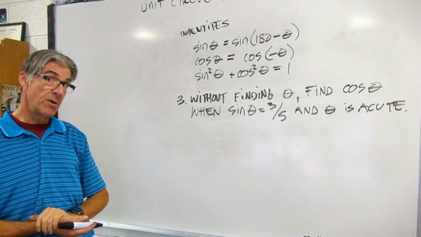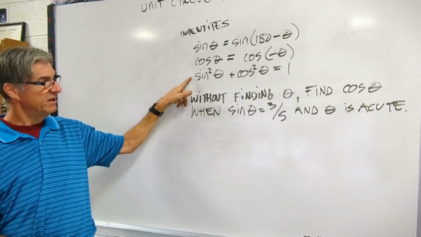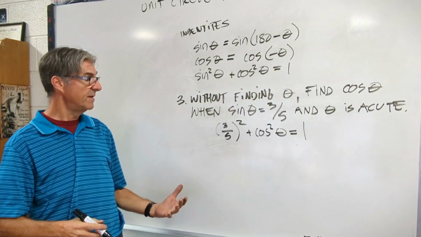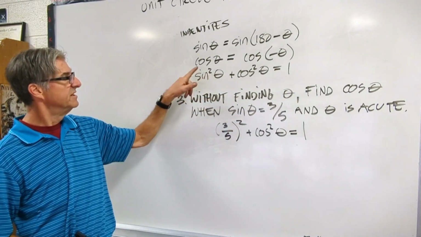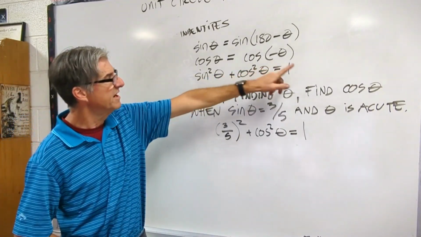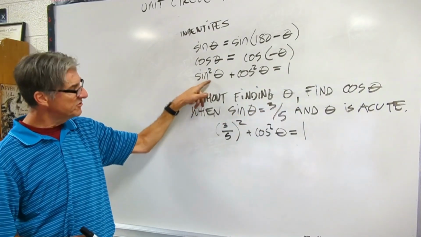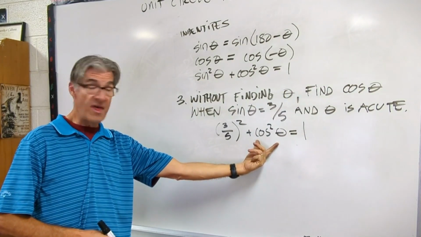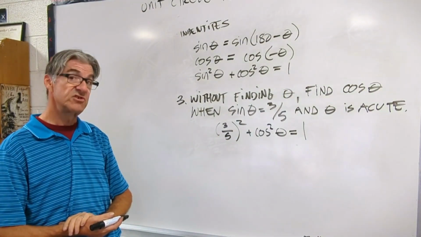So I'm going to ask you now to pause the video and use this identity to answer this question. All right, so I did the plug-in step. Sine theta is 3/5. According to this, sine squared theta plus cosine squared theta is 1. So I just plugged it in. If sine theta is 3/5, then sine squared theta is 3/5 squared. Cosine squared theta, we don't know that yet, and it all equals 1. So go ahead and see if you can take this to the conclusion.